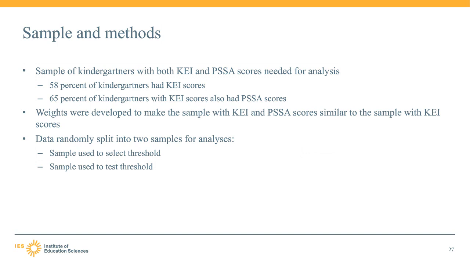Because the district will use the threshold with all students who have KEI scores, we used weights to make the analysis sample, those with PSSA and KEI scores, more similar to all students who had KEI scores. And we did that weighting based on demographic characteristics and KEI scores. And we found that our weighting made the 2 samples similar to one another. Then, following the usual process for predictive analyses, we used one subset of data to select the threshold, and we used the other subset of data to test the threshold. And that helps us to check that the results aren't unique to the very specific sample that was used.